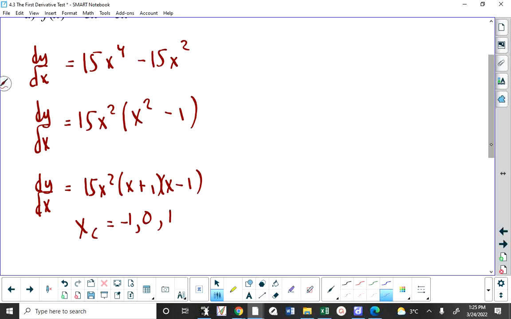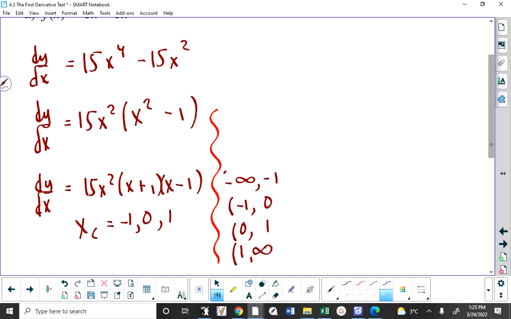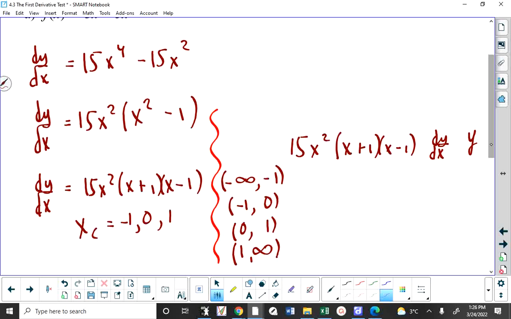This tells me that I need to construct a first derivative table that includes the interval from -infinity to -1, from -1 to 0, from 0 to 1, and from 1 to infinity. Across the top, I need to put all of my factors, 15x squared, x plus 1, x minus 1, so that I can figure out what the derivative is, so I can figure out what's happening to the function, so I can figure out where the max mins are.